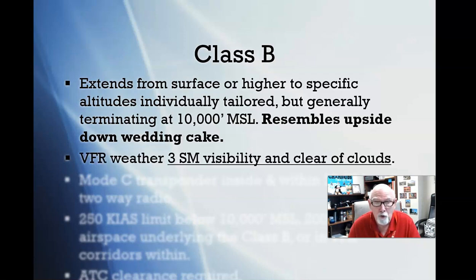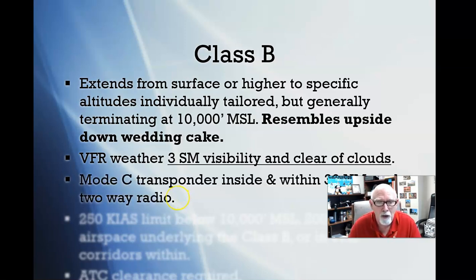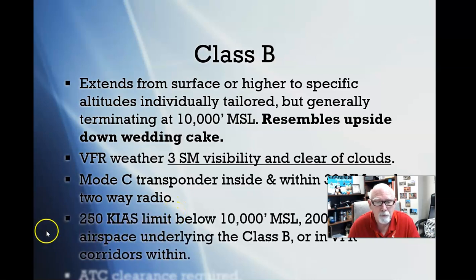VFR weather minimums are 3 statute miles. Now notice it's statute miles for visibility, and you have to stay clear of clouds. You have to have Mode C, or ADS-B now, inside and within 30 nautical miles of Class B airspace, and you have to have two-way radio. You also have to have clearance to enter. There's a 250 knot limit below 10,000 feet, and 200 knots in the airspace underlying the Class B if you fly underneath the Class B airspace, or in VFR corridors within that airspace. And again, you have to have ATC clearance to enter that Class B airspace.